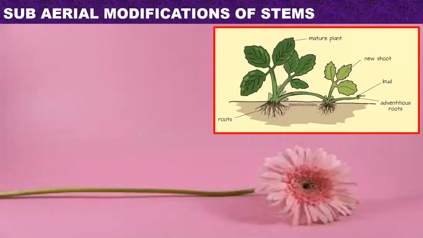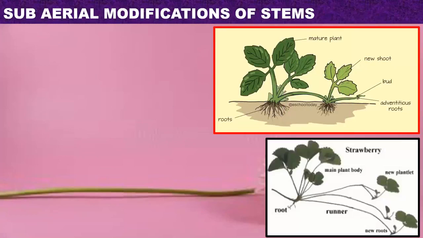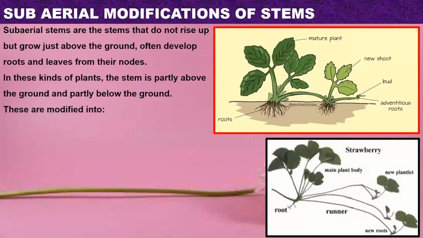Subaerial modifications of stems. Subaerial stems are the stems that do not rise up but grow just above the ground, often develop roots and leaves from their nodes. In these kinds of plants, the stem is partly above the ground and partly below the ground. These are modified into runner.